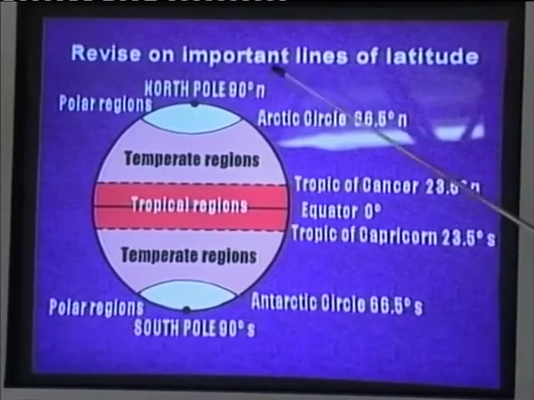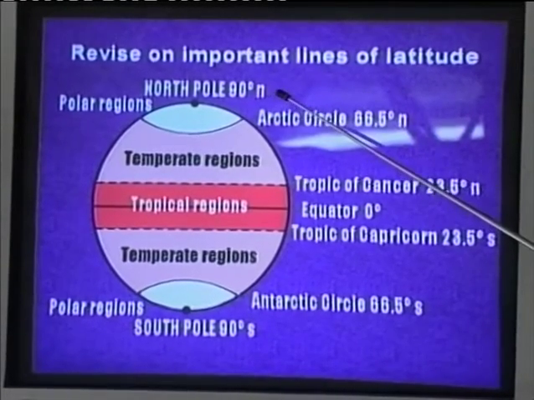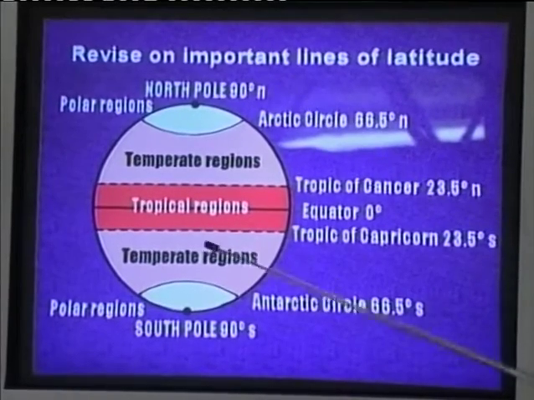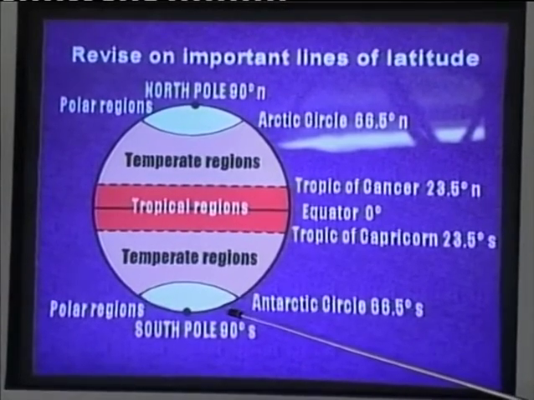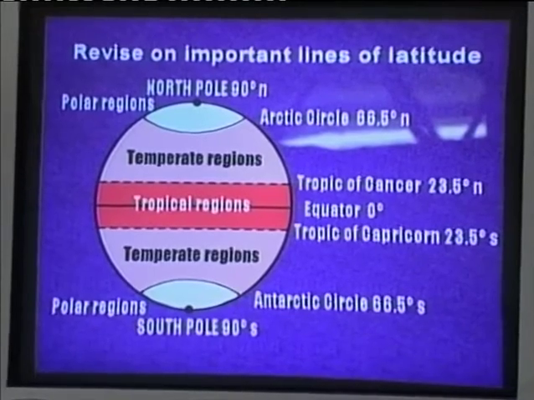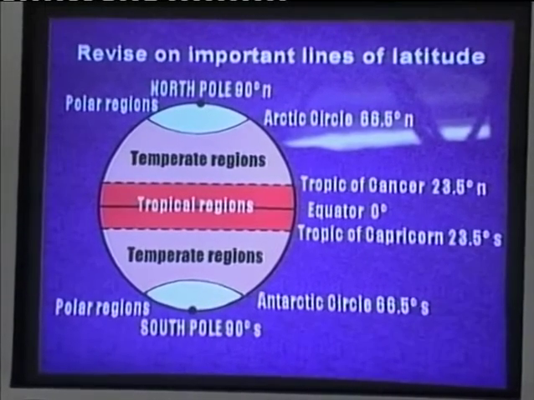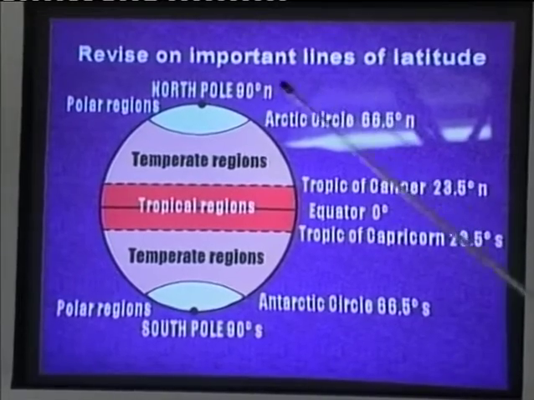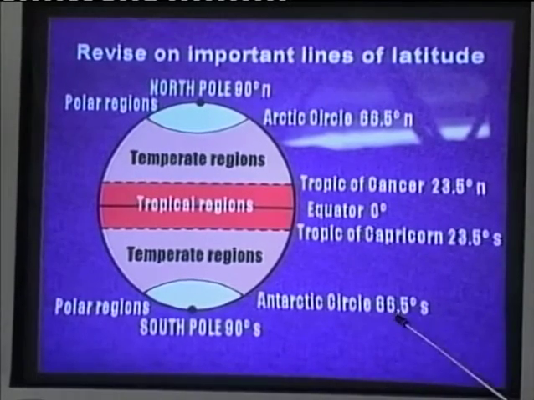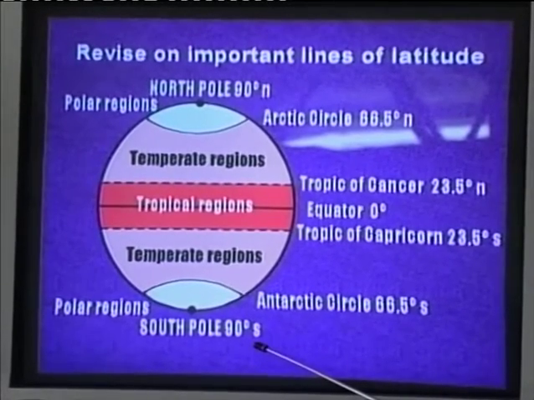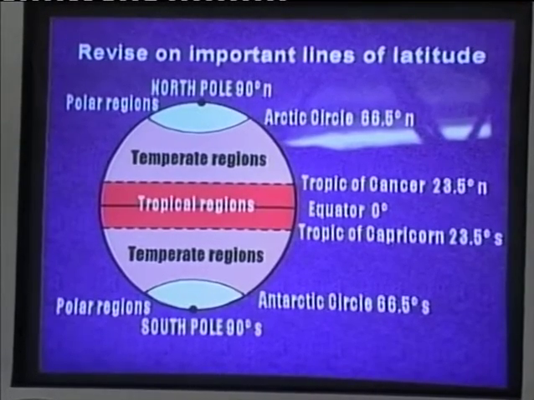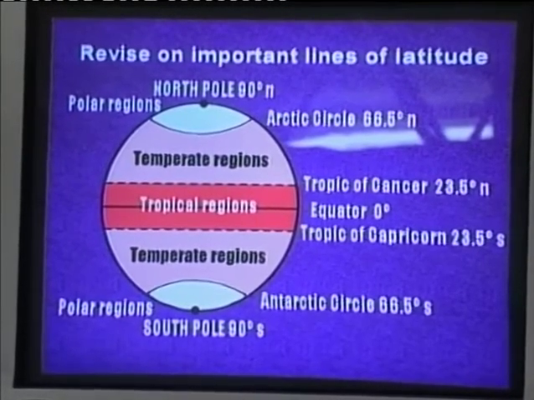And then finally, we have the area which is the furthest north, and that is the North Pole that sits at 90 degrees, and the area further south, which is the South Pole, sitting at 90 degrees. Any region that falls between 66.5 north to 90 degrees north and 66.5 south to 90 degrees south is said to have polar climates. Those lines of latitude are important lines.